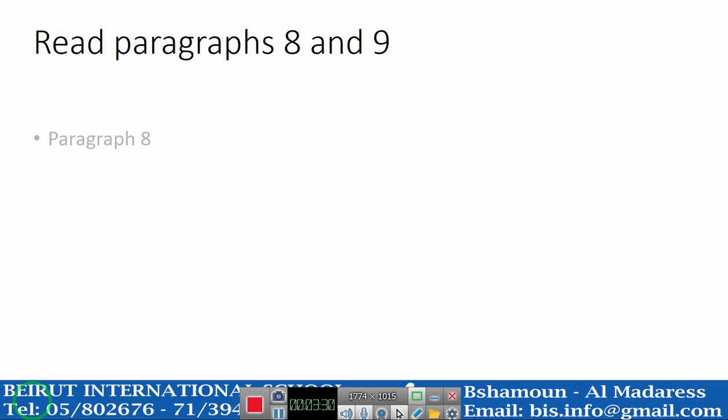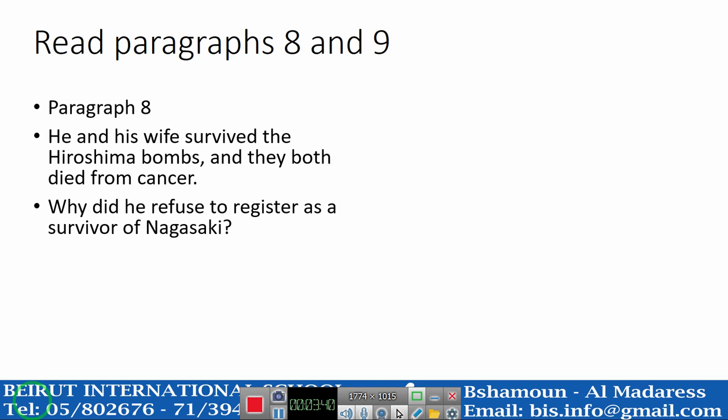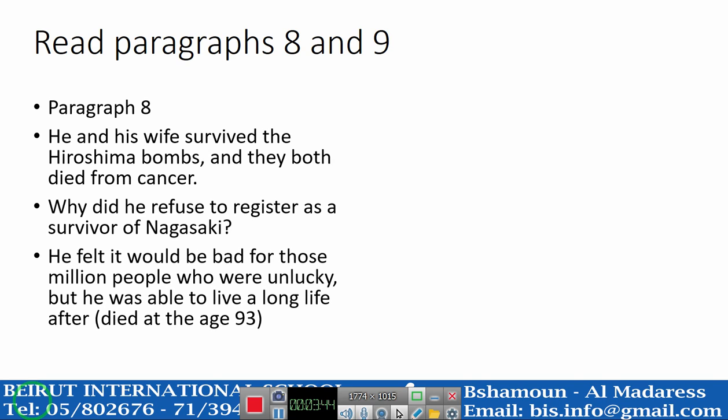Read paragraphs 8 and 9. Paragraph 8, he and his wife survived the Hiroshima bombs and they both died from cancer. Why did he refuse to register as a survivor of Nagasaki? He thought it would be bad for those million people who were unlucky, but he was able to live a long life after the nuclear bomb. So he died at the age of 93.